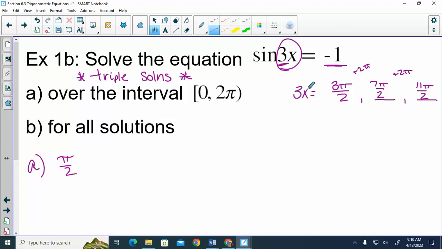So as long as you do it before you solve for your x, you can just add 2 pi to all of your solutions. Now, to get x by itself, what do we do? Divide by 3. So we divide each of these by 3. Again, you could use a calculator, don't put in the pi, or you could think multiplying by 1/3. So we get pi over 2, 7 pi over 6, and 11 pi over 6. And those are my answers between 0 and 2 pi.